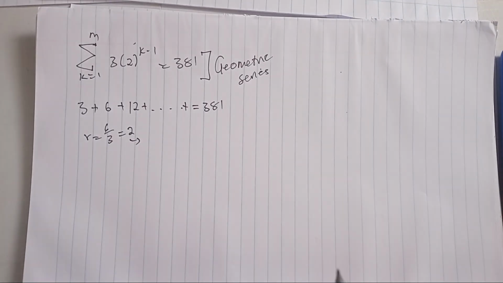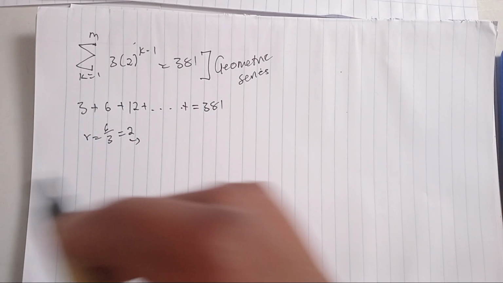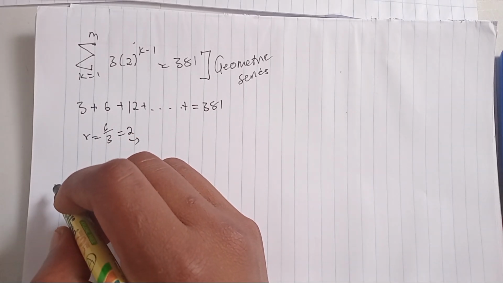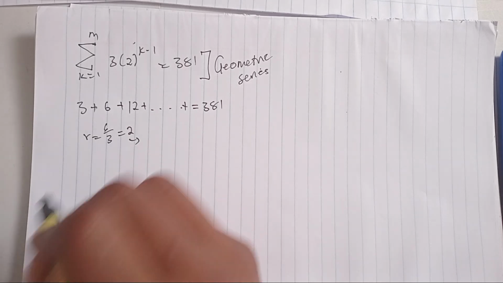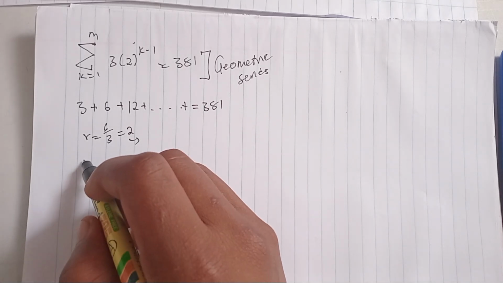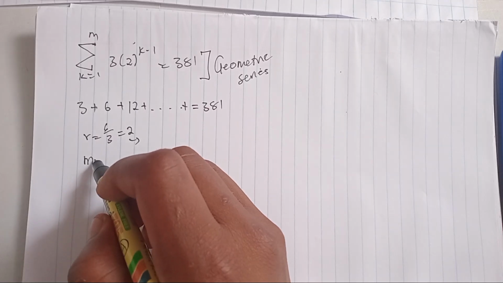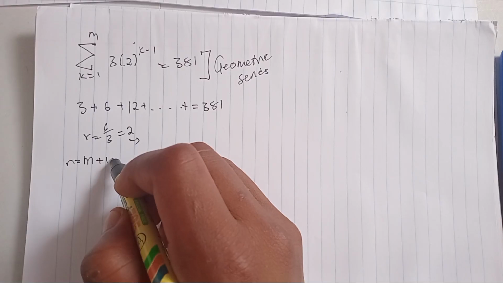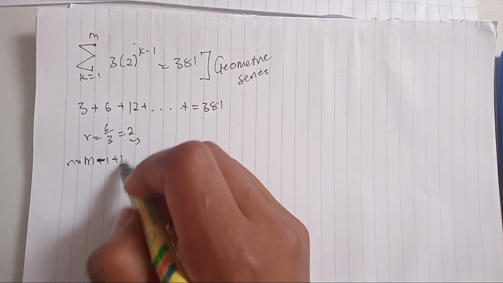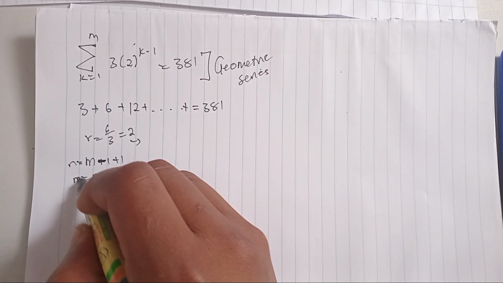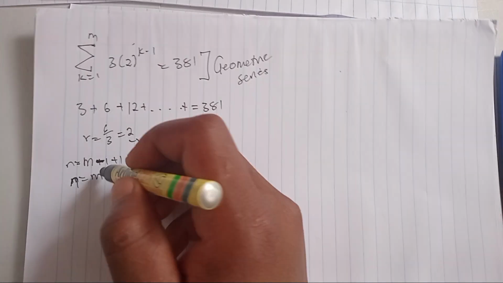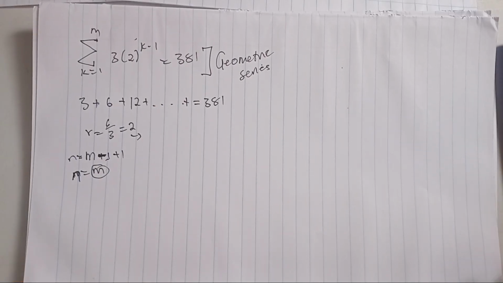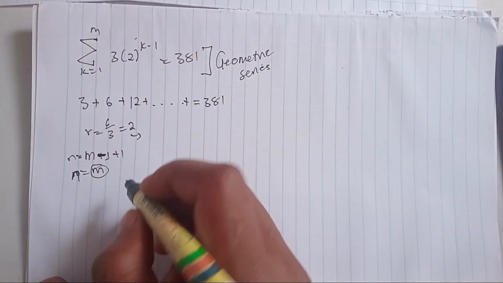Now, since the R is equivalent to 2, the last thing we do is find the value of M. So how do we find the value of M? We say top minus bottom, N is equivalent to top minus bottom plus 1, which results to M. The N is equivalent to the M in this case. Right. So now, what do we have, guys? We know it's a geometric series, same approach.